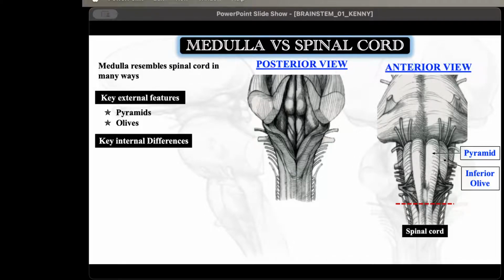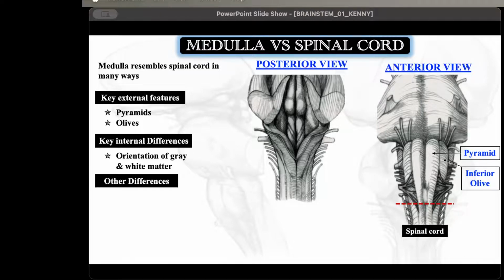But on the internal anatomy, we see that the orientation of white matter is also different between the medulla and spinal cord. In the medulla, because it's a brain, the gray matter is on the outer side and the white matter is found inside. So the gray matter outside, the white matter inside. We'll see why we are taking time to discuss the internal anatomy.